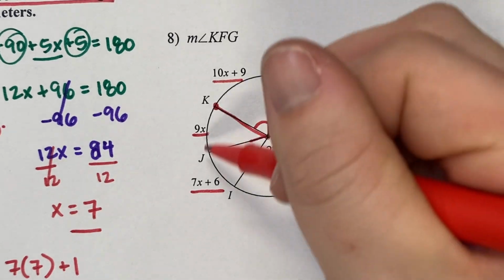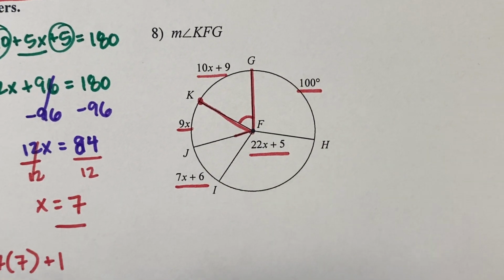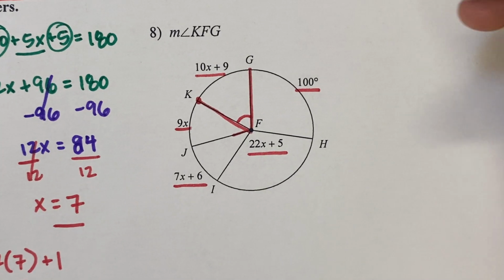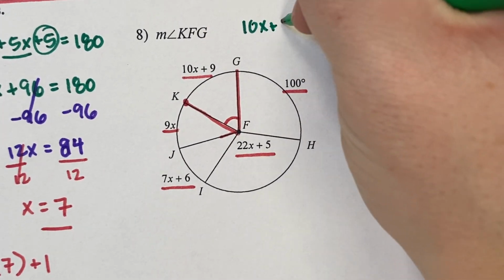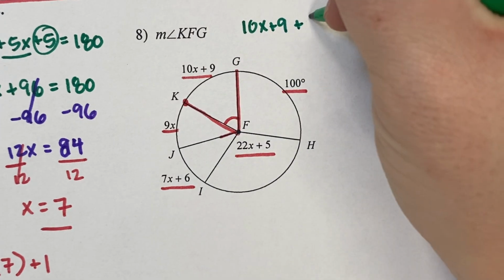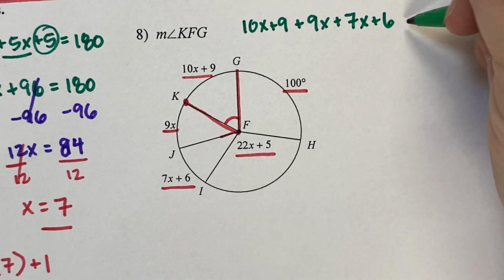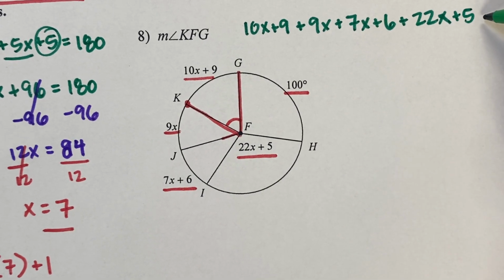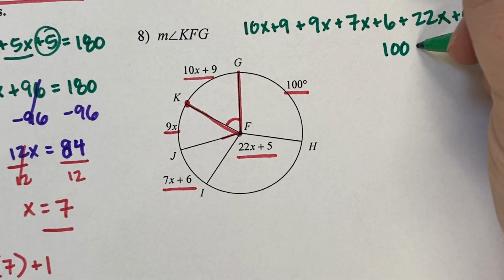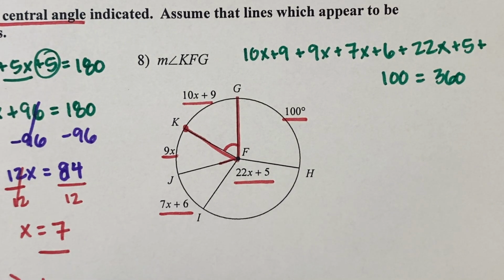So again, it's giving us pieces to make up the whole circle. So instead of adding it all up to 180, half of the circle, we're going to add them all up to 360. Okay, so let's just go around the circle. Let's start with 10x plus 9 plus 9x plus 7x plus 6 plus 22x plus 5. I'm going to run out of room. That's okay. Plus 100, and it all equals the whole circle, 360 degrees.